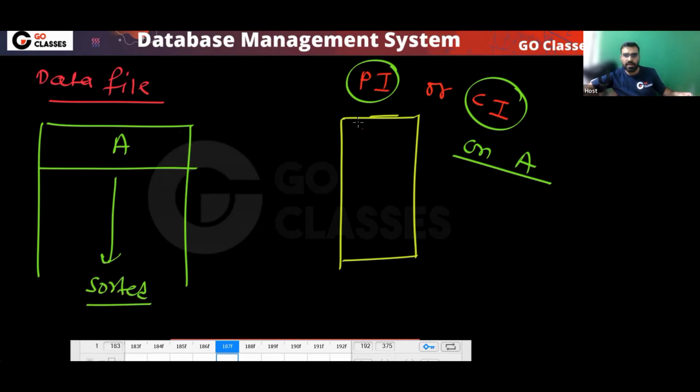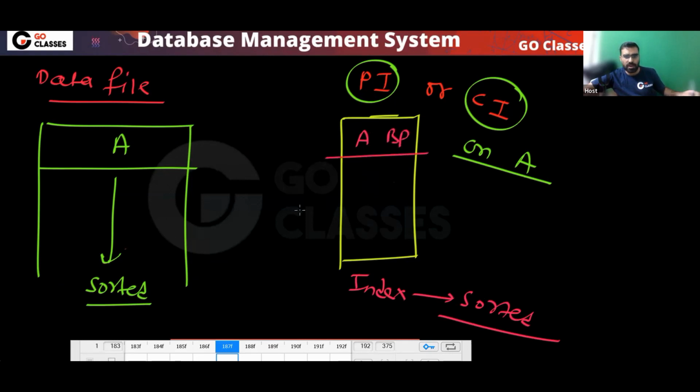And this index is always sorted. This index is on A, and this is the block pointer. So here you can note this order and this order will be the same. Agree or not? Is this question crystal clear?